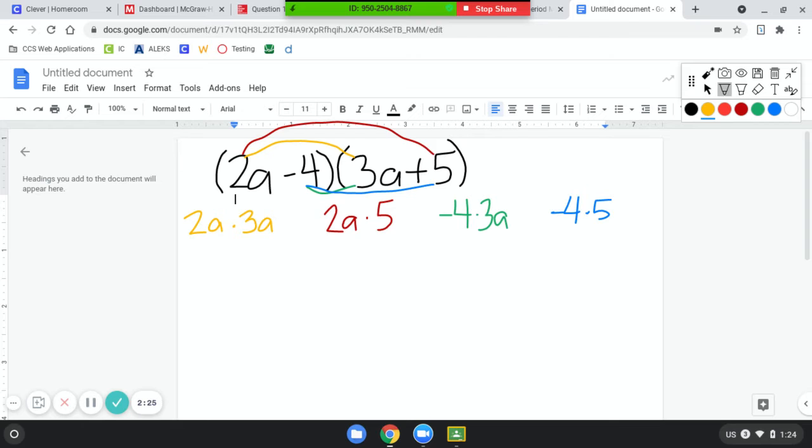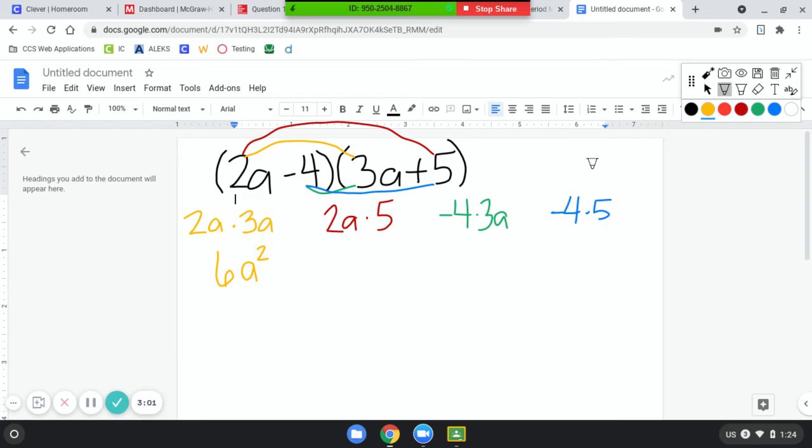Now, 2a times 3a. First, I'm going to multiply the coefficients 2 and 3. So 2 times 3 is 6. And then a times another a. Whenever I multiply something by itself, that's when I get powers and exponents. And the exponent becomes however many times I'm multiplying that. So a times a is going to give me a squared. So there's my first term.